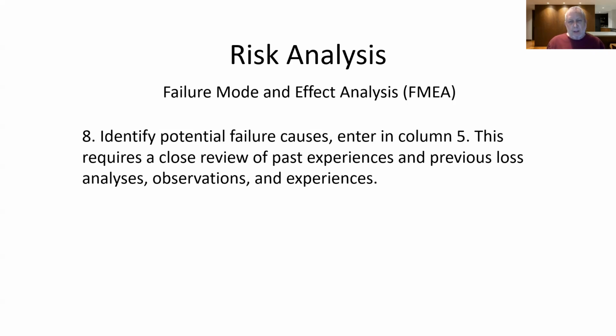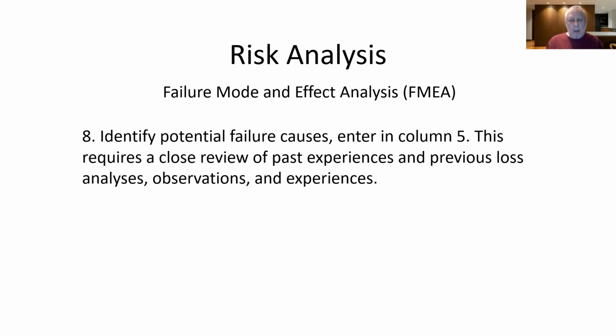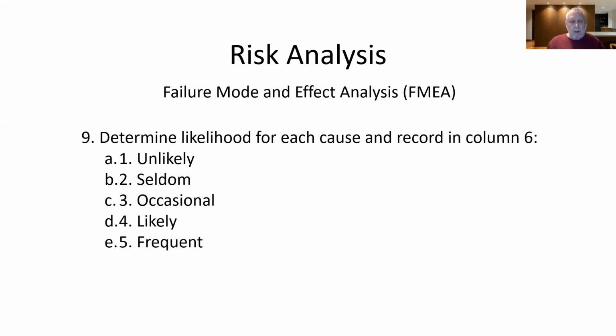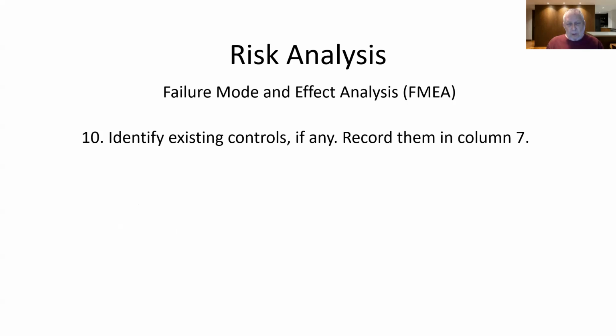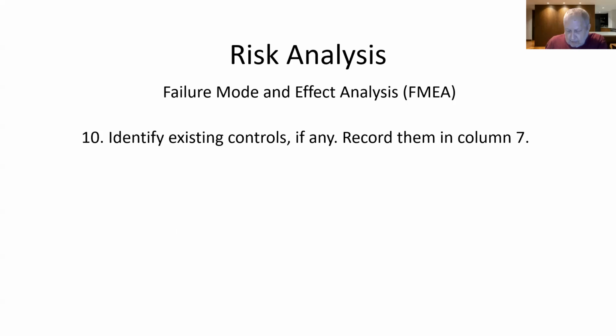Identify potential failure causes, entering column 5. This requires a close review of past experiences and previous loss analyses, observations, and experiences. Determine likelihood for each cause and record in column 6. This is again a 5x5 matrix. There's your likelihood: unlikely, seldom, occasional, likely, or frequent. Identify existing controls, if any, and put them in column 7. Determine preventive effectiveness. Using the hierarchy of controls, the team evaluates the effectiveness and reliability of existing control measures, okay, which you have just identified here.